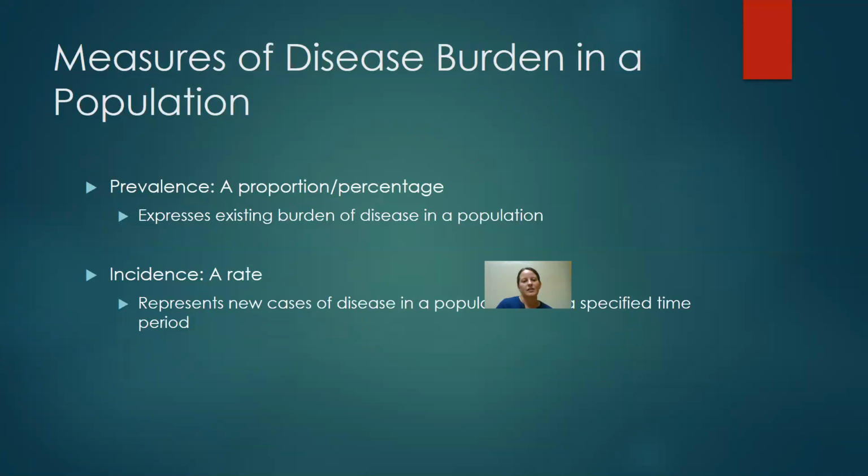Okay, so let's move on to talking about two of the most common categories of measures that we use in epidemiology to talk about the burden of disease in a population, and those are prevalence and incidence. So prevalence is just a proportion or a percentage, and it's expressing the number of people who have a particular condition at a given point in time out of that full population. So existing cases of disease.